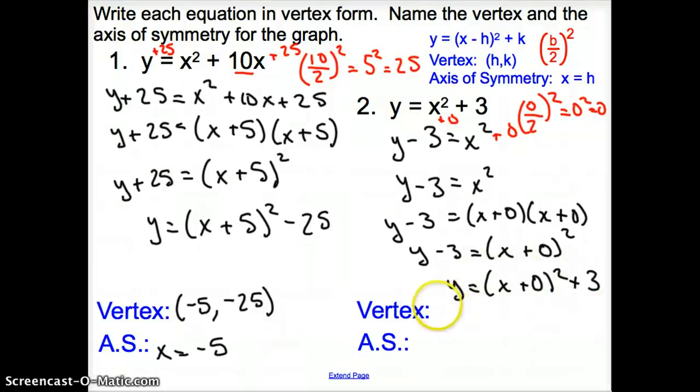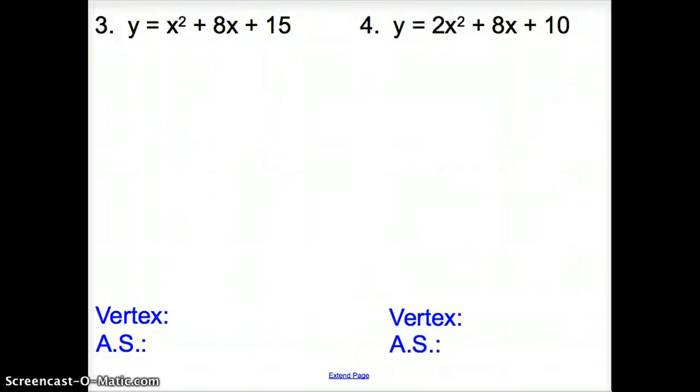Our vertex will be what's attached or added to the x. Well, it's 0. You can't have a negative 0, so it's just going to be 0. My y-coordinate is going to be a positive 3. My axis of symmetry is just going to be x equals the same as my x-coordinate from the vertex, 0. Let's try two more.